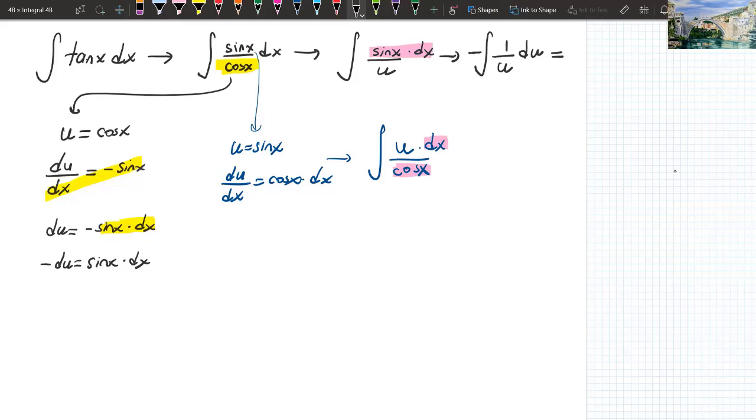What was the integral of 1 over u? It is ln absolute value of u plus c. That's the integral. Then translate u back to x. It becomes negative ln absolute value of cosine x plus c. We got the integral. If you look at the calculus books, the integral of tangent x is negative ln absolute value of cosine x plus c.